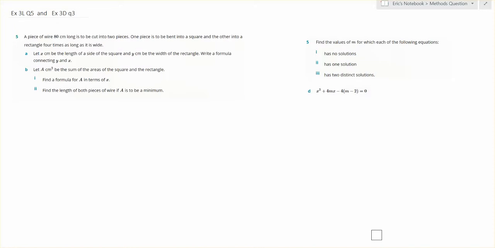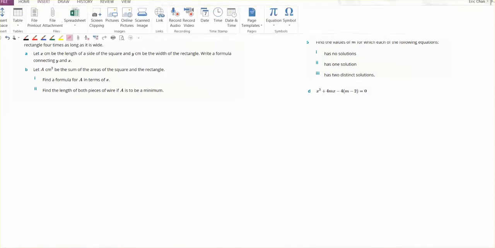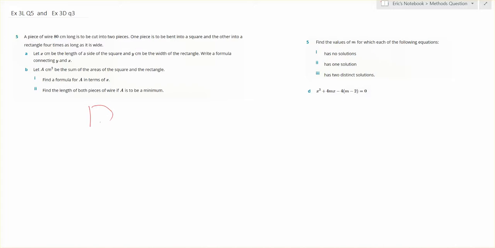So it says let x be the centimeters on the side of a square. If I draw a square and I draw a rectangle, I know that the side length would be x. For the rectangle, we let the width equal y, and we know that it is 4 times as long as it's wide, so 4y. So part A asks us to write a formula connecting y and x.